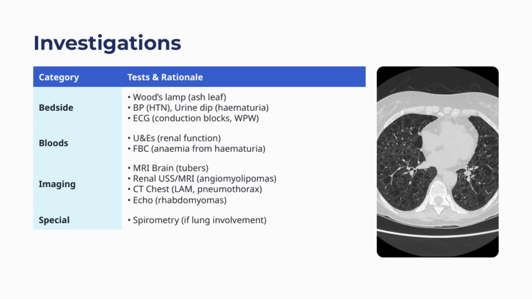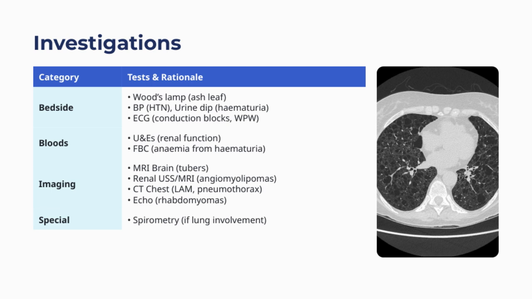A full blood count helps us identify anemia, which can result from hematuria or other issues related to the disease. Regarding imaging, MRI of the brain is crucial for identifying tumors. These are the characteristic cortical malformations. Renal ultrasound or MRI helps us find angiomyolipomas, which are common renal tumors in these patients. A CT scan of the chest is useful to detect lymphangioleiomyomatosis, or LAM, and any pneumothorax, which patients are at risk for. An echocardiogram can reveal rhabdomyomas, which often involve the heart.